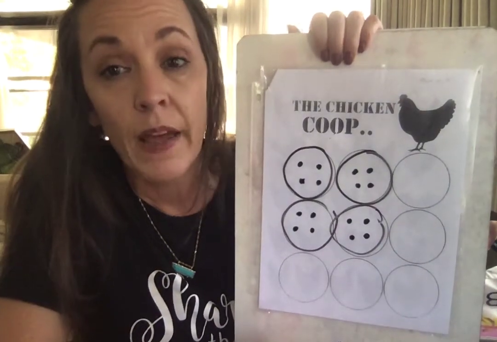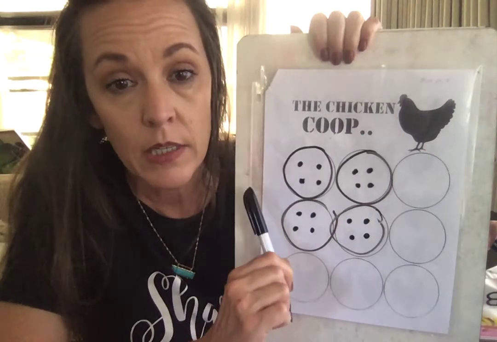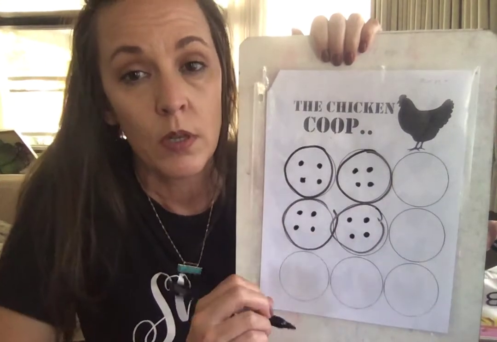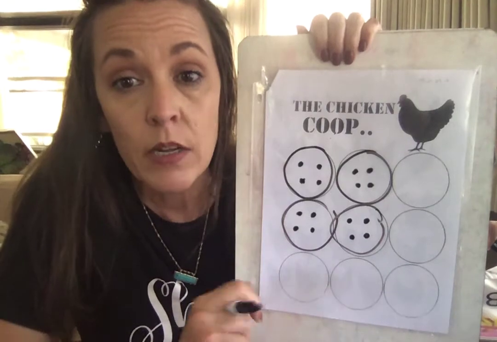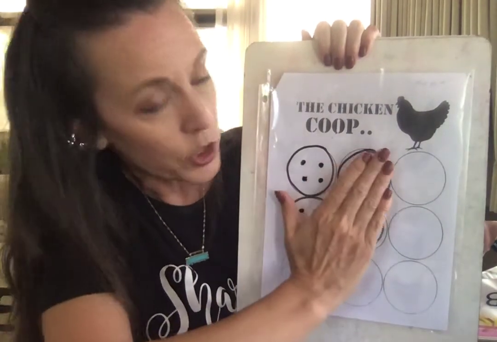9, 10, 11, 12, 13, 14, 15, 16. I have fair shared my 16 chickens into 4 coops. So what I'm trying to find out now is how many are in each coop. So I look at each coop individually.